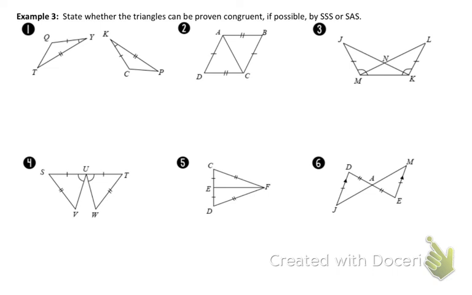Okay, so for the first one, can we prove those triangles are in fact congruent, either by side, side, side, or side, angle, side? I heard a yes from Daniel. Why? What would you use? SAS. You would use SAS because we could see we have a side, an angle, and a side. And here I also have a side, an angle, and a side. So can these be proven? Yes, and I would use SAS, our side, angle, side.